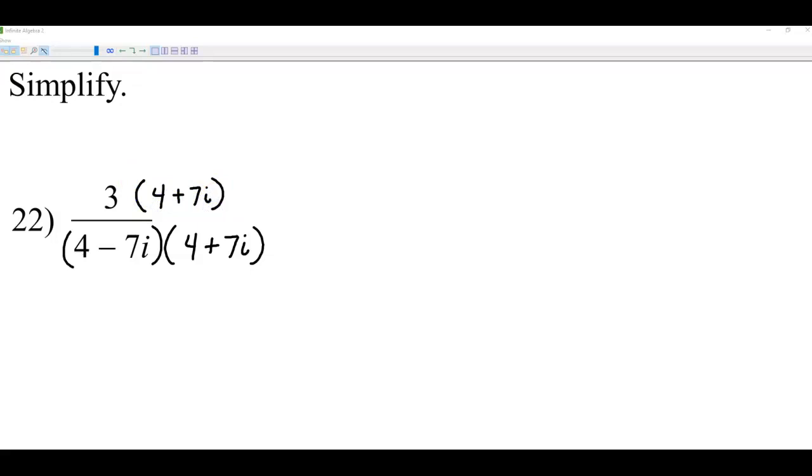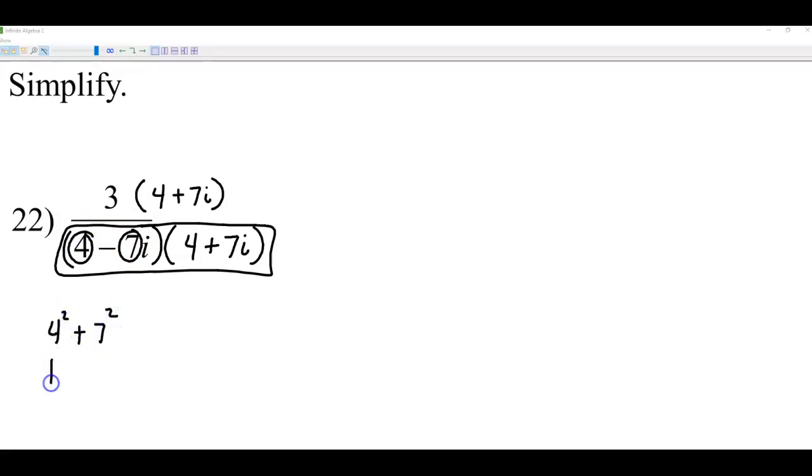Now, I gave you guys a shortcut for this, and I would highly encourage you to use it. However, you can do the box method. The shortcut for this is you take the a and you take the b, you square them and add them. So 4 squared plus 7 squared is 16 plus 49, which is 65. So the bottom's going to be 65. That is much faster than the box method for these ones. So when you're multiplying conjugates, this is the shortcut I would recommend using.